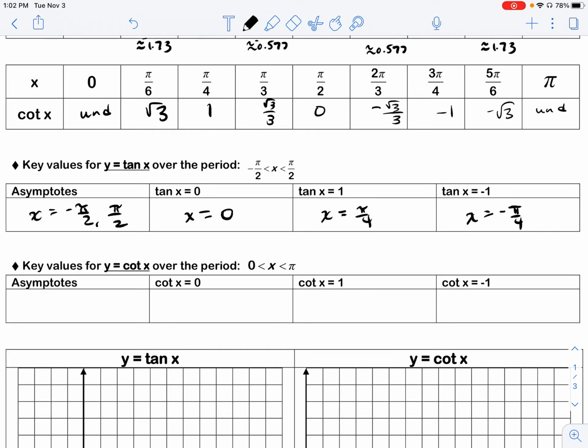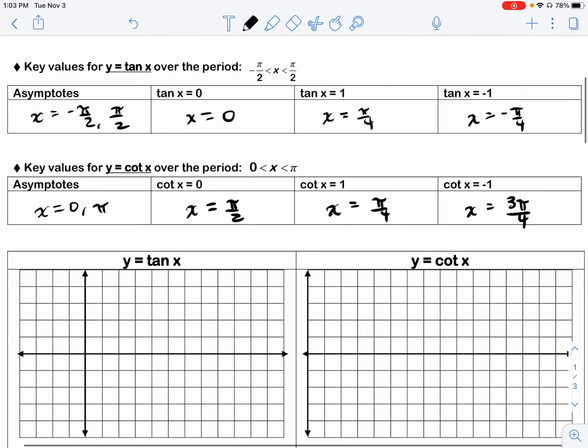Where is my cotangent function undefined? At x equal to 0 and pi. Cotangent of x is equal to 0 at x equal to pi over 2. Cotangent is 1 at x equal to pi over 4, and negative 1 at x equal to 3 pi over 4. Is cotangent of x equal to negative 1 in a number of other places? Yes, in an infinite number of other places, in fact. But this is what we're using for our parent function as a starting point for graphing.